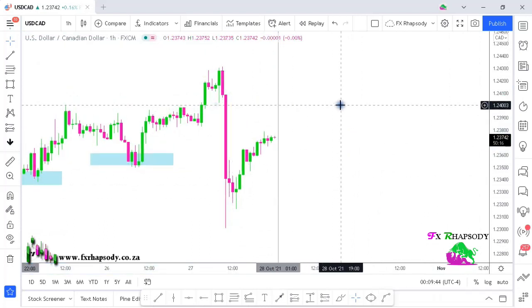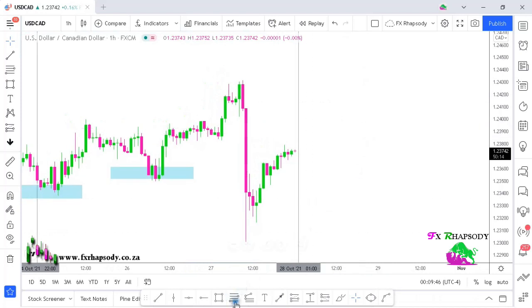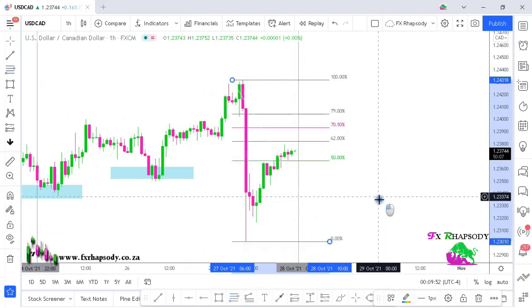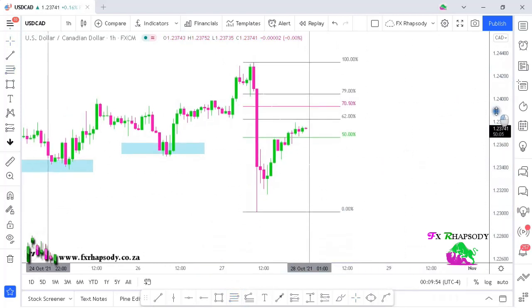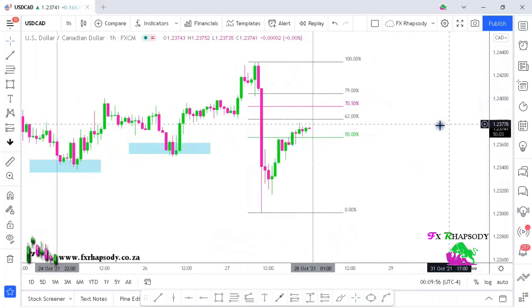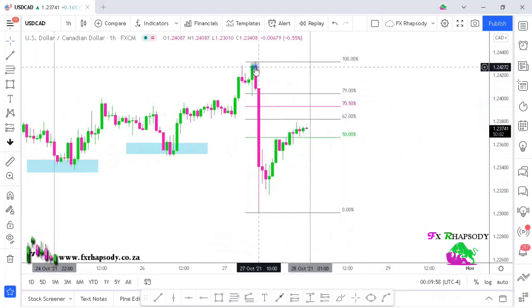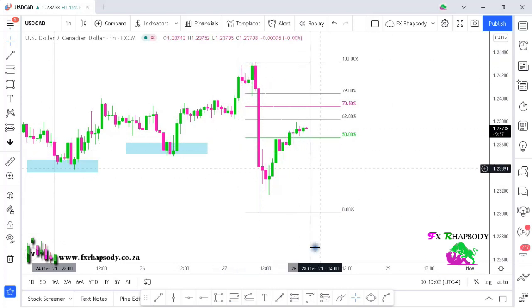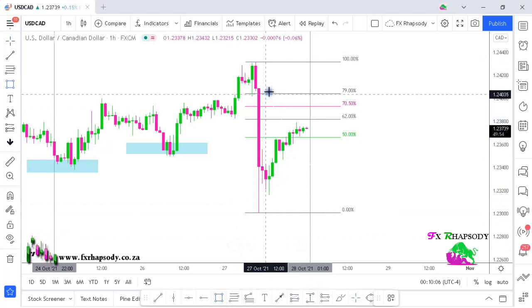Well, we're looking at the end of the week. Let's see if the bank did say that there's going to be more strengthening of the Canadian dollar. So let's see what happens. Currently, if you pull your Fibonacci from this low, this high to this low swing, you can see how it's retracing back into this area.